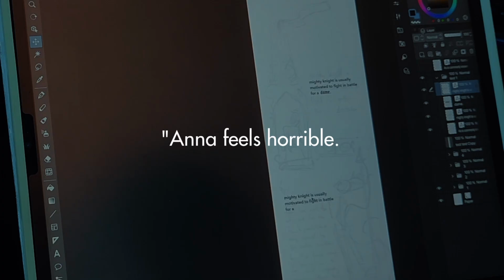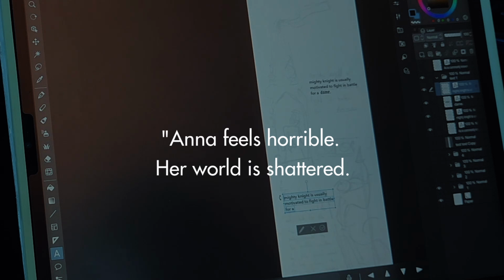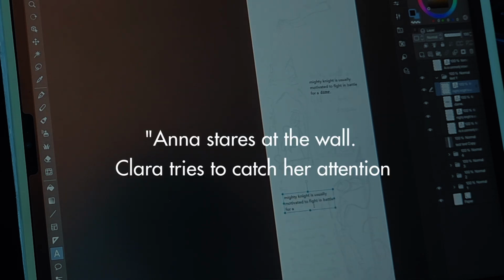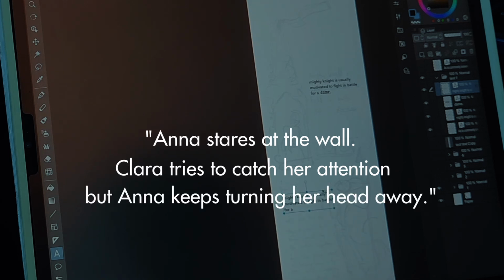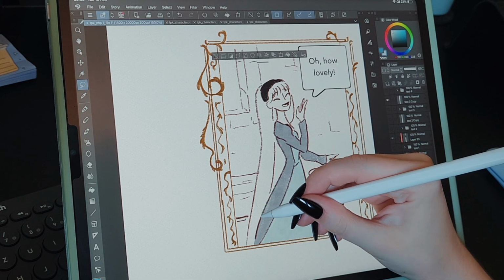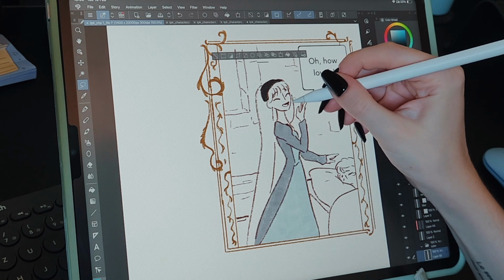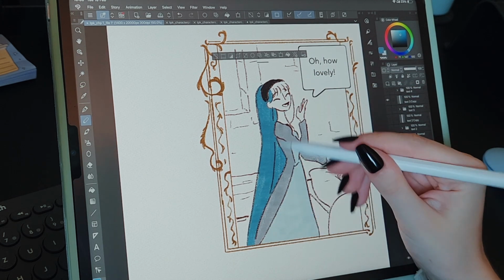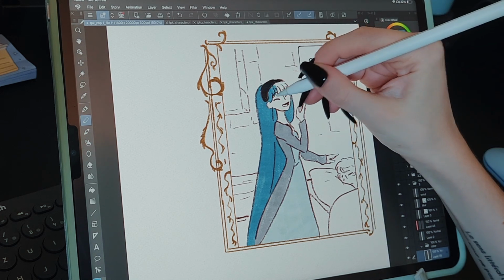Then the action descriptions. I learned that movie screenplays should only describe things that can be captured with a camera. So writing something like, Anna feels horrible, her world is shattered, she can never trust Clara again, is useless, because what does that mean visually? So what I would write is, Anna stares at the wall. Clara tries to catch her attention, but Anna keeps turning her head away. It communicates the same thing, but in actions. The other description works for novels and like poems, but not something visual. Even if that stuff is happening inside the characters, it's useless for me to put that in the script.